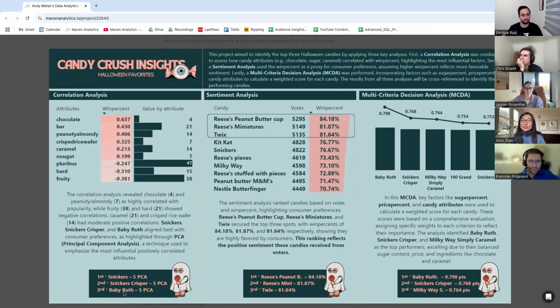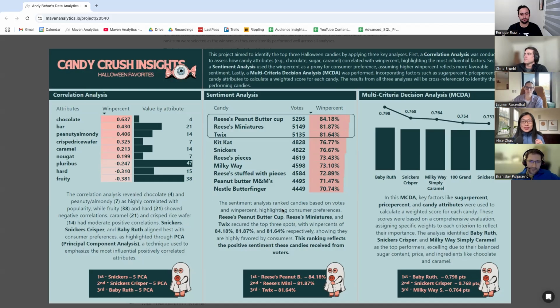And if you look at the top 3 candies based on the correlation analysis, all these candies here are chocolatey bars and peanutty almondy. And so I think that's just like a simpler way of summarizing this correlation analysis section. The next section was a sentiment analysis section.